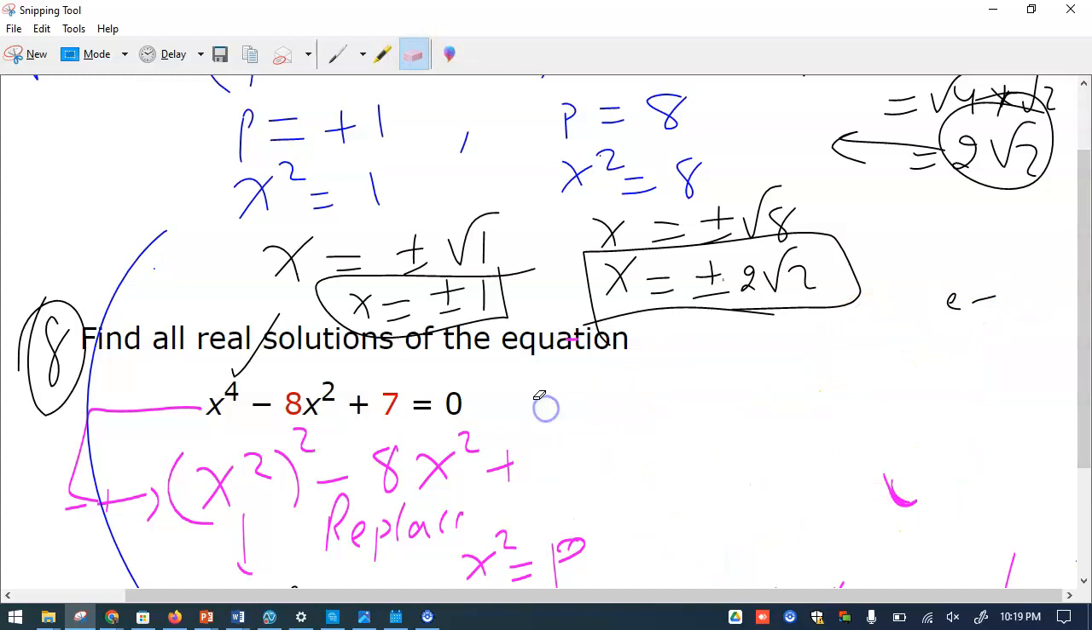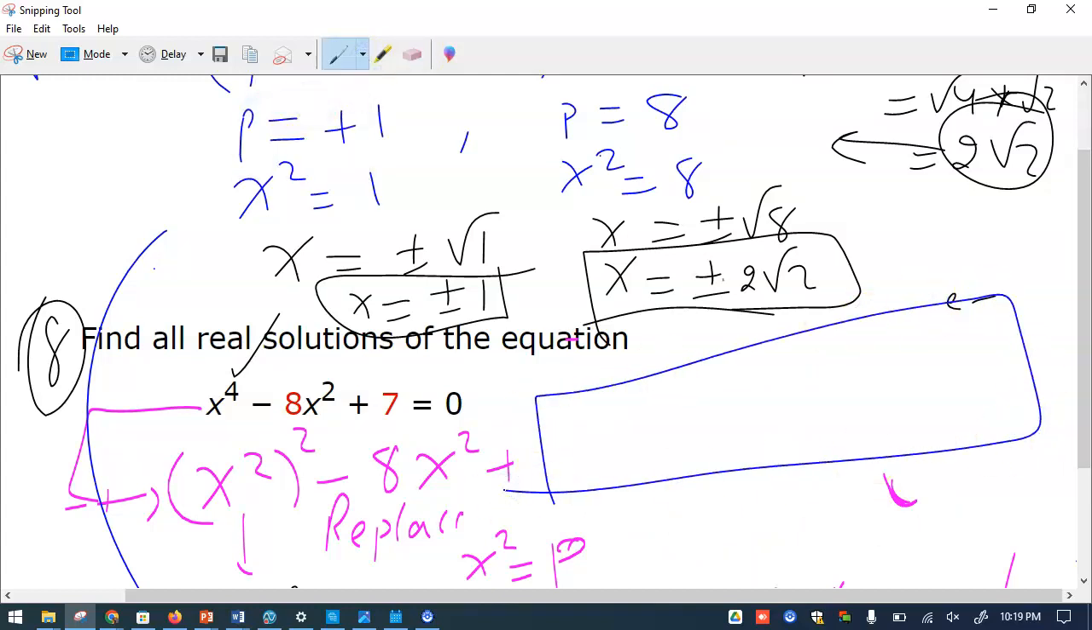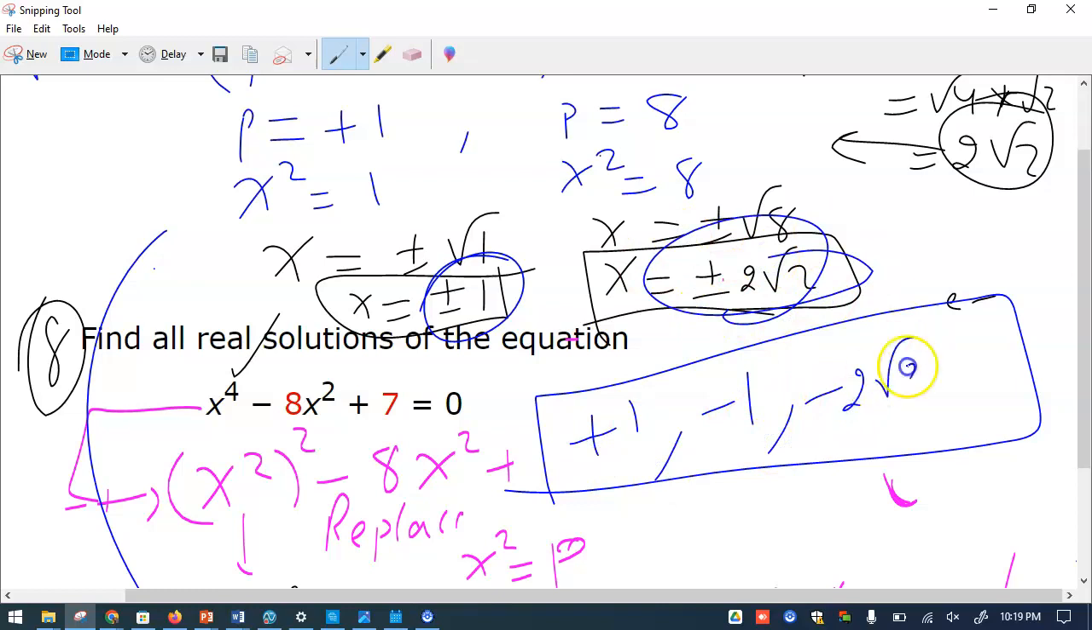So that means how to write? What are the four values? So the four answers are, one of the answers is here, plus 1 and minus 1. So it is plus 1, minus 1. And from here we write minus 2 root 2 and plus 2 root 2, and you're done.